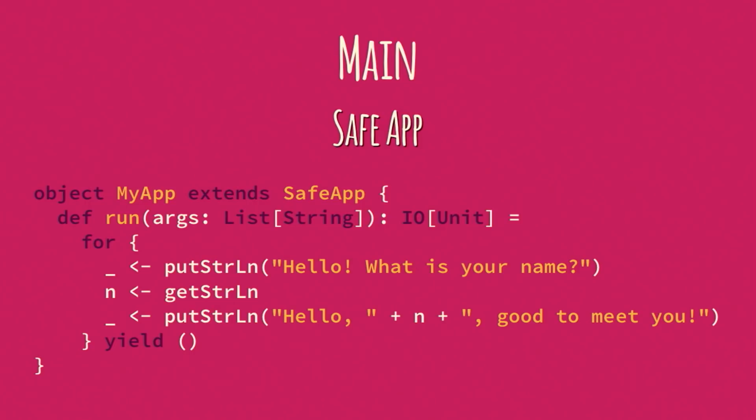So how do we run these things? Well, it's just a data structure. If you want to run an I/O program, you use a runtime system, which is baked into this trait called SafeApp. All you have to do is extend this from your application, and then presto, you return an I/O of unit instead of unit. That's the only difference. So you're returning a description of your program instead of actually doing the effects.